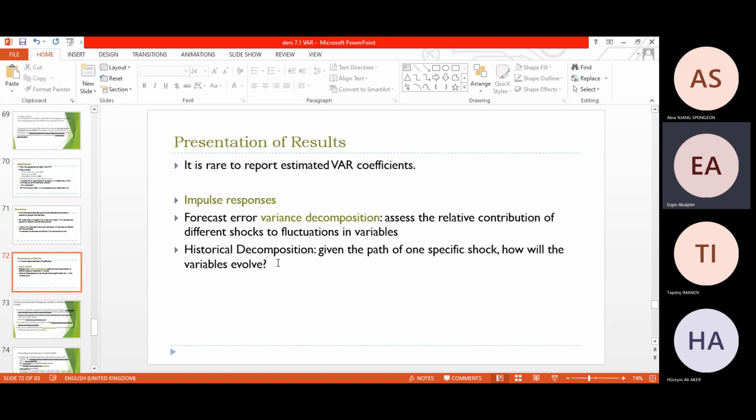These will be very helpful for interpreting and explaining the relative contribution of the different shocks to the fluctuation of the variable. And historical decomposition is also used, given the path of one specific shock, to determine the variables' improvement or change during a period of time.